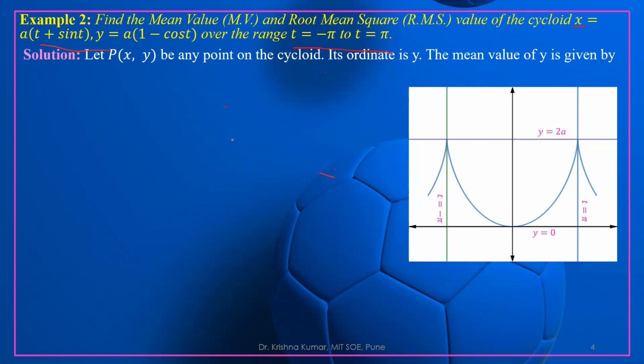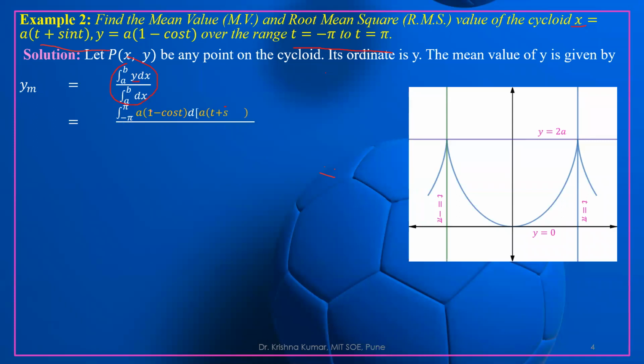So this is what it is, a cycloid. X is equal to a times (t plus sine t), and y is equal to a times (1 minus cos t). Now what is the mean value? The mean value is equal to this, with limits from minus pi to pi.